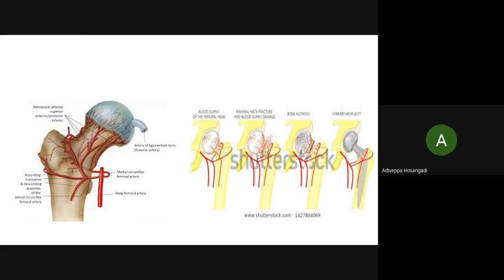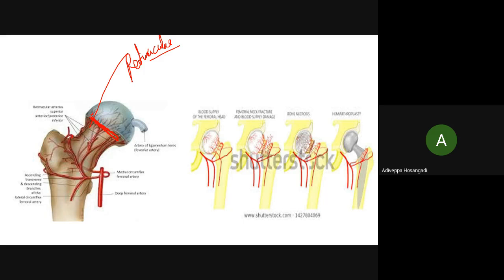So it forms a ring here, subsynovial. Then again the ascending cervical vessels. These are also called retinacular vessels. I understand it is a little painful to listen, but you please listen carefully, you'll remember. These are ascending retinacular vessels. They again form a small ring here.